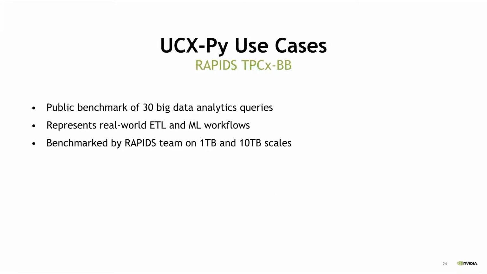Some of the use cases that we have with UCX-Py comprise RAPIDS TPCx-BB. So TPCx-BB is actually a benchmark that is publicly available, and many manufacturers just use this as a benchmark for machine learning and ETL workflows. It comprises 30 big data analytics queries, and the RAPIDS team has benchmarked on the 1 terabyte and 10 terabyte scales.